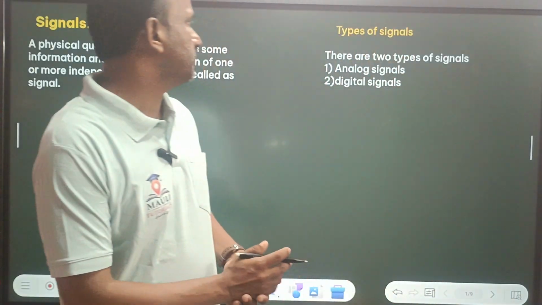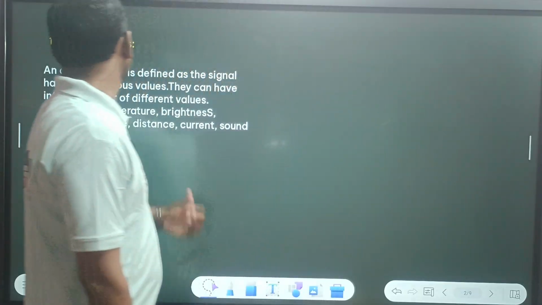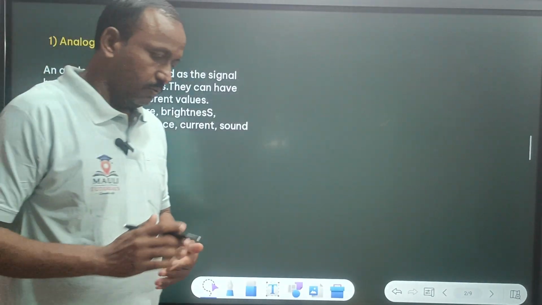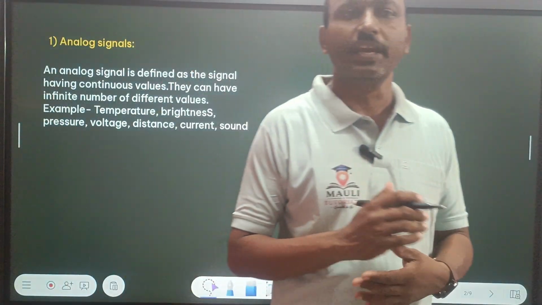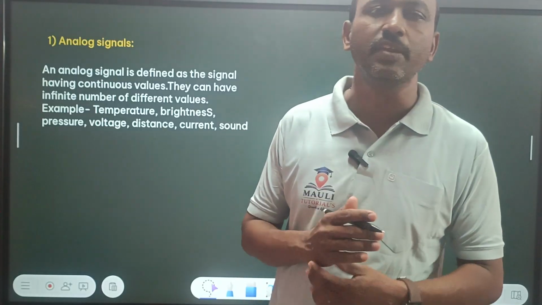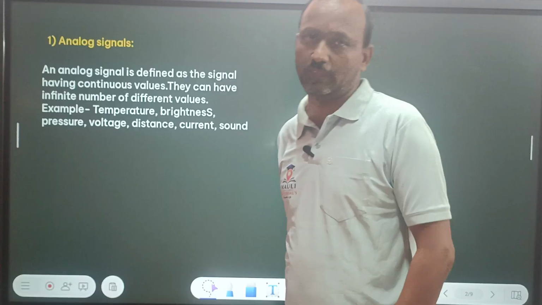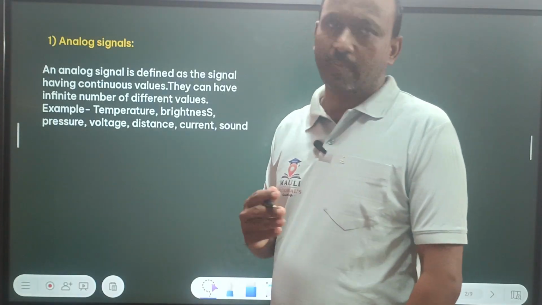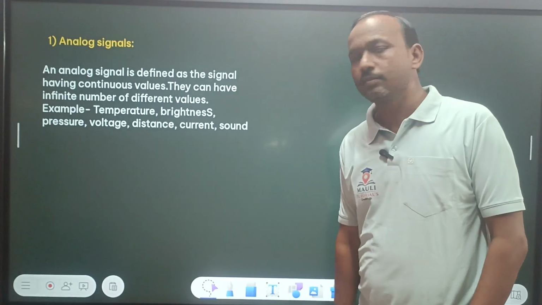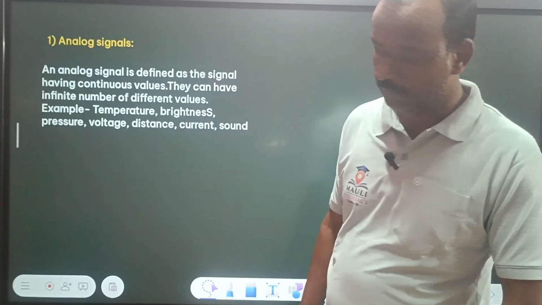The first signal is analog signal. A signal which has continuous and infinite number of distinct values is called an analog signal. For example, temperature, pressure, brightness, distance, current and sound. These are examples of the analog signal.